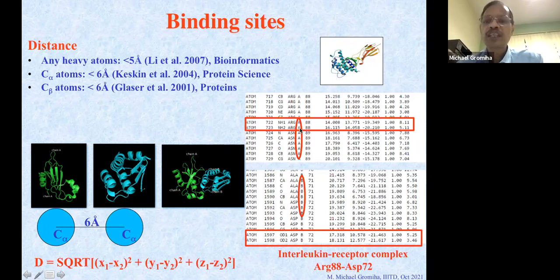So this is arginine 88 in the interleukin, and aspartic acid 72 in the receptor. They form these electrostatic interactions at the interface. And the second aspect is based on solvent accessibility.